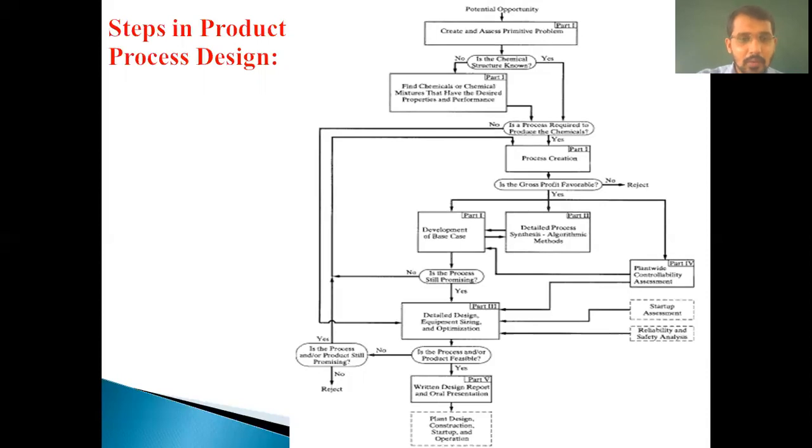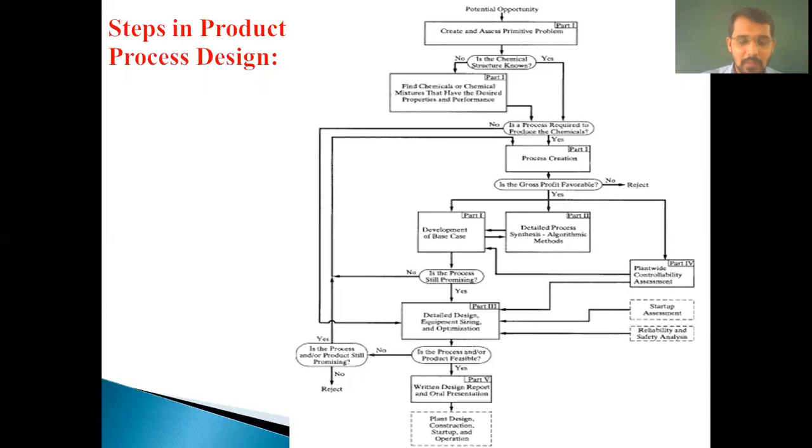Next one, find out whether the chemical structure or chemical related properties are known. After the problem statement, we have to find out whether the chemical structure or chemical related properties are known. If known, go for the further steps. If you don't know, first find out that structure or those chemical related properties. That is the next step. If no, then find the chemical structure and chemical properties. Then check whether a process is required to produce chemicals or not.